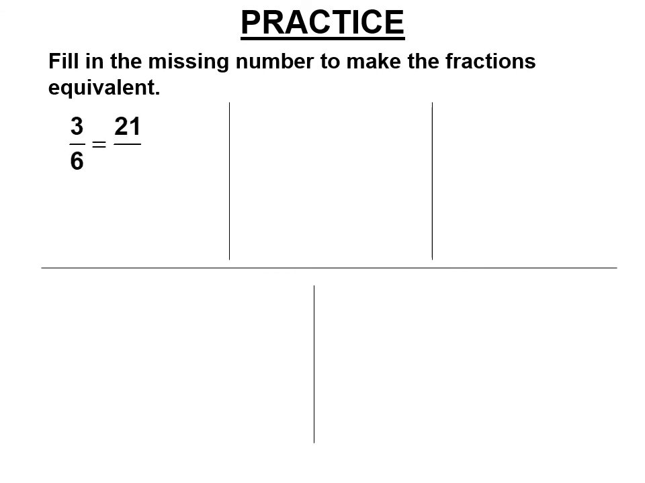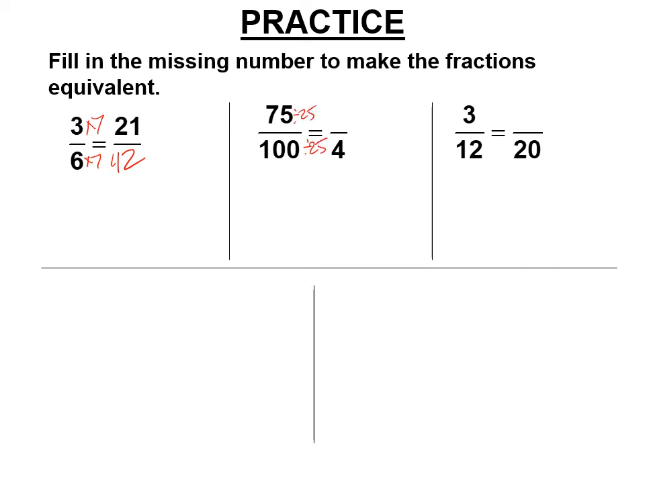So let's do some practice. Fill in all those. So 3 times, now you notice 3/6 could be simplified, but you don't need to because 3 times 7 is 21, 6 times 7 is 42. 100 divided by 25 is 4. 4 quarters makes 100 cents. 75 divided by 25 is 3.